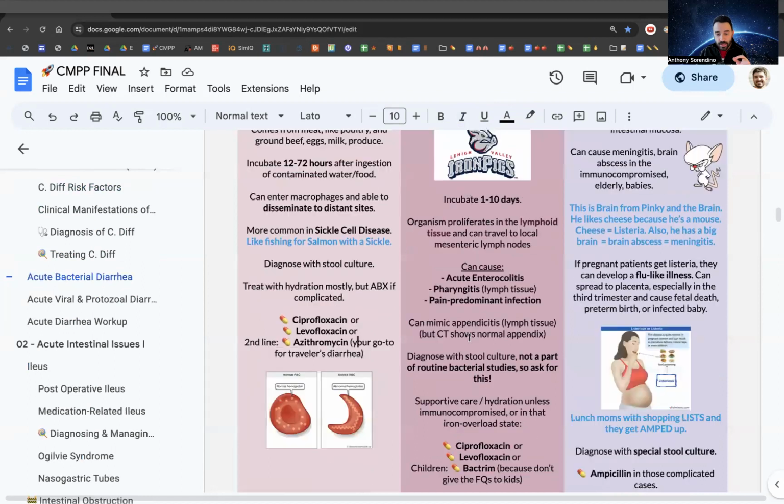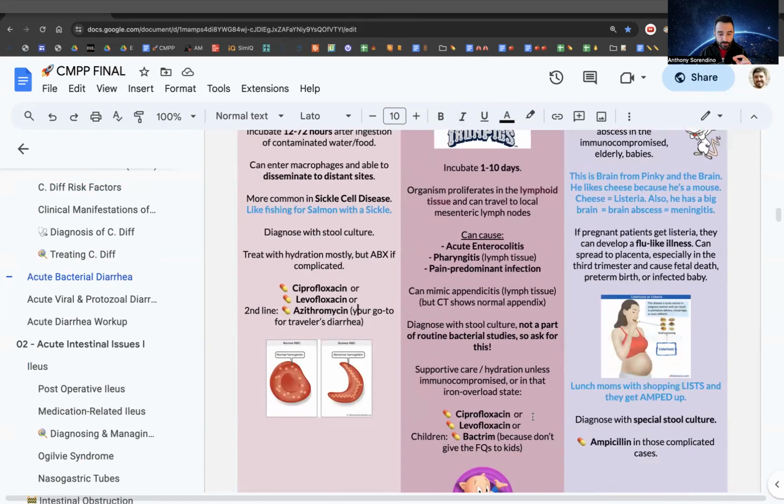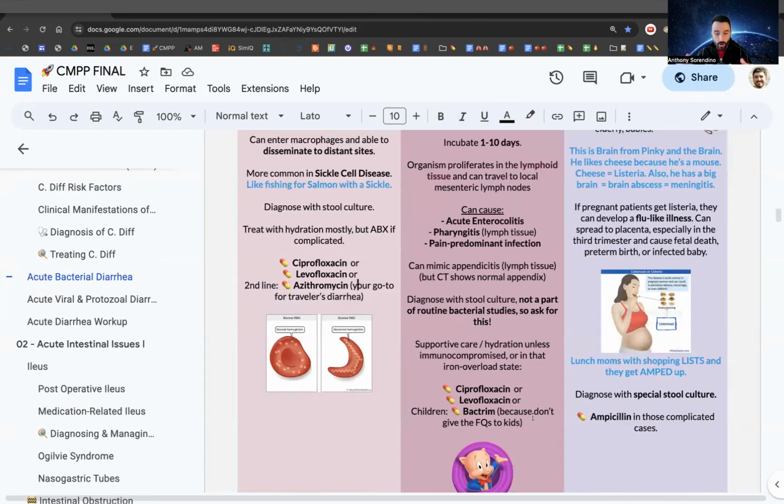Now with Yersinia, in terms of meds, again, it's Cipro or Levo, but if it's a child, you want to give them Bactrim. You don't want to give a child a fluoroquinolone because it inhibits cartilage growth. There's tendon rupture. There's a bunch of things there. We'll go over all the antibiotics at the end.